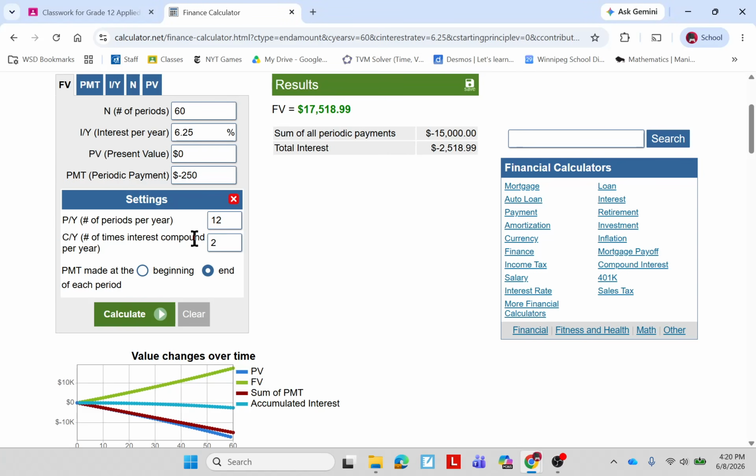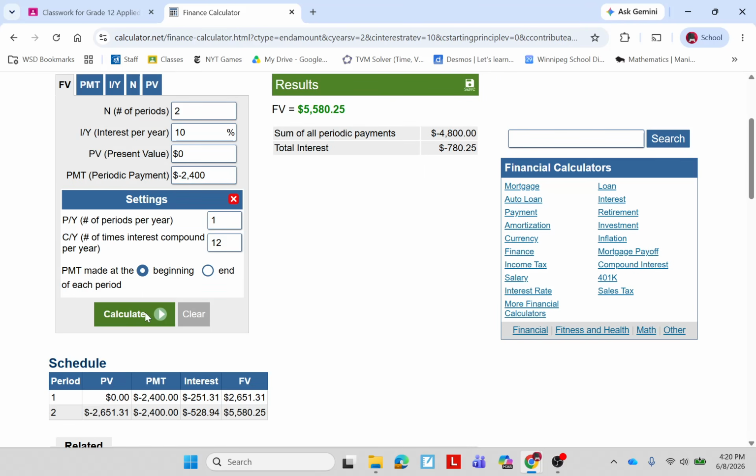So we're solving for the future value. I'm going to start with option 1 first. There are 2 years and there's only 1 payment per year, so N is just 2. The present value is 0. We're making yearly payments of $2,400. We're making 1 payment per year, and it's compounded monthly. We can also change when the payment is made, like I said, so these ones are made at the beginning. So when we click on calculate, we get a future value of $5,580.25.